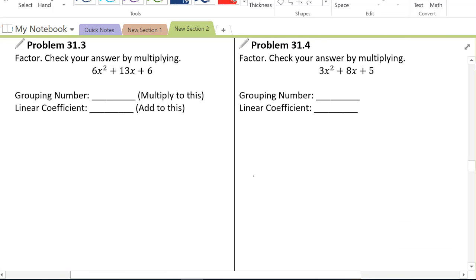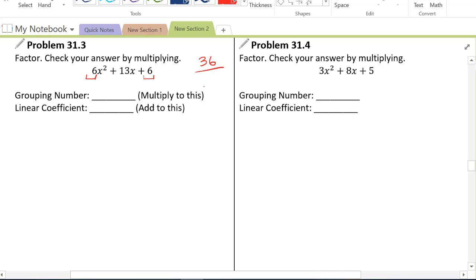Let's do this example. The AC method is called that because we're going to take the a term, which is 6 here, and multiply it by the c term, which is 6. So we say 6 times 6. What is 6 times 6? That's going to give us 36. So that's why it's the AC method. You do a times c. That's how we get 36.